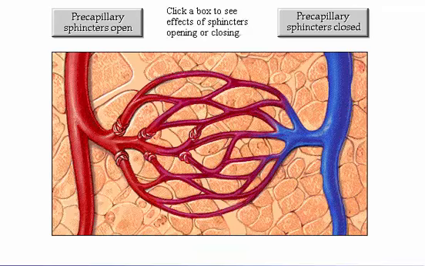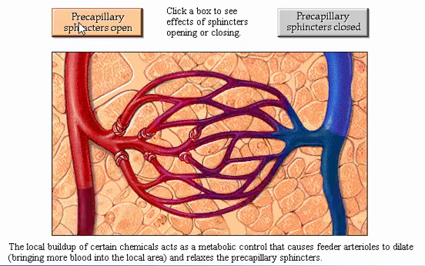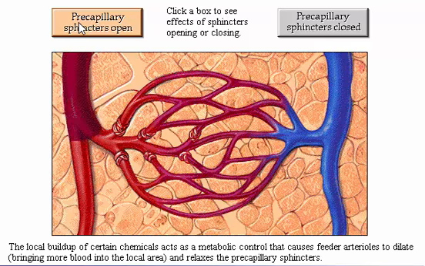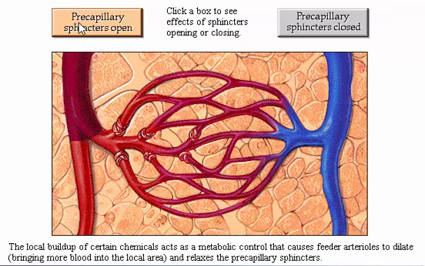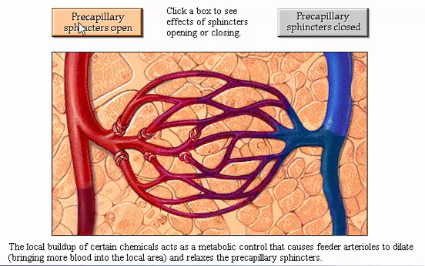Click on each box to see what happens when precapillary sphincters are open or closed. The buildup of certain chemical signals locally acts as a metabolic control that causes the feeder arteriole to dilate, bringing more blood into the local area. These chemical signals also cause the precapillary sphincters to relax.